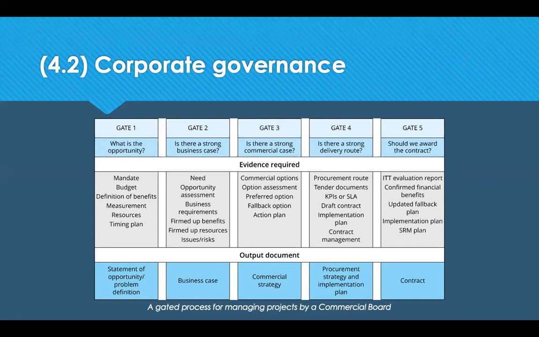Moving on to gate 4, we look at the strong delivery route, and you should end up with a procurement strategy which looks at things like what procurement route you plan to take, what your documents might look like, your contract, your KPIs, and how you intend to manage that contract. Once all the bids are back, you then move into gate 5, which is, should we award the contract? You know, have you actually got the benefits you set out to get in the first place? And the ultimate output to this is a contract.